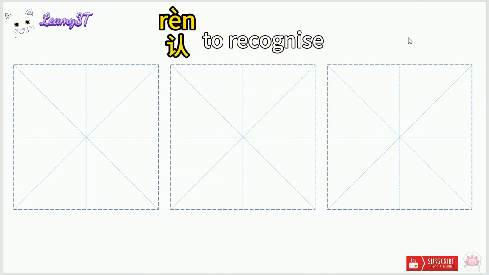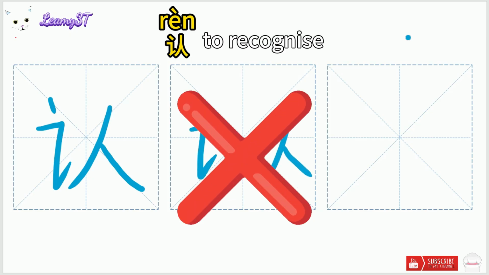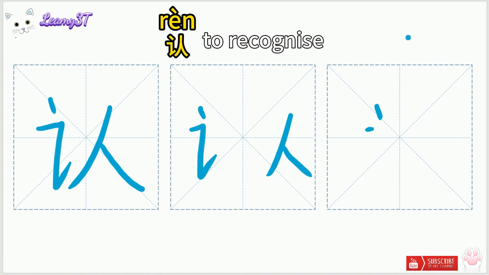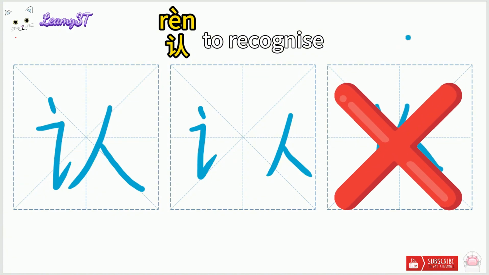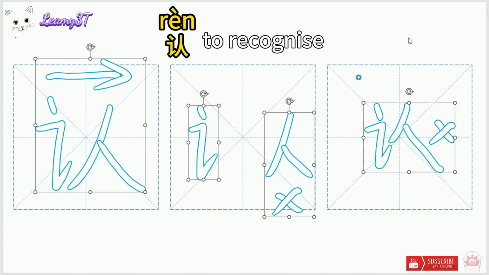This word is simple, combined with a left and a right part. Be sure to keep it balanced, not too far apart and not too close together. In most cases, Chinese characters are written from left to right. Next, let's read and write together.